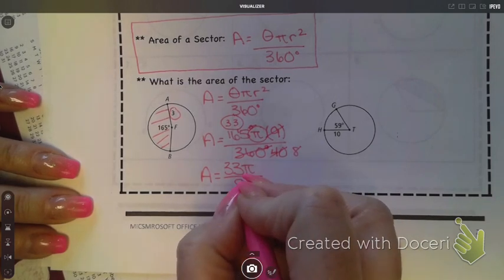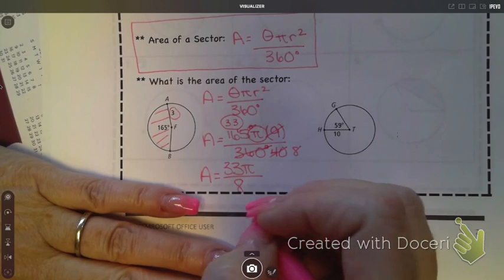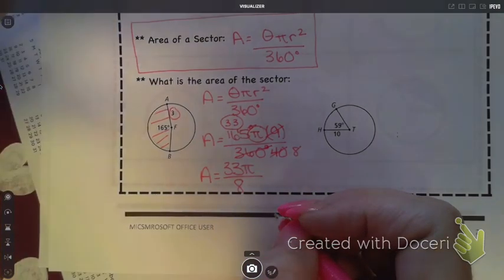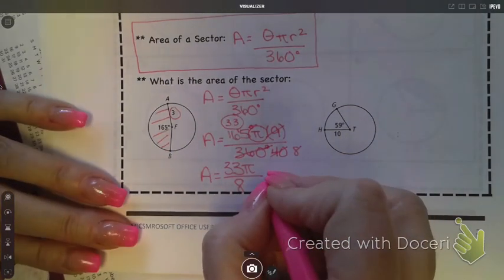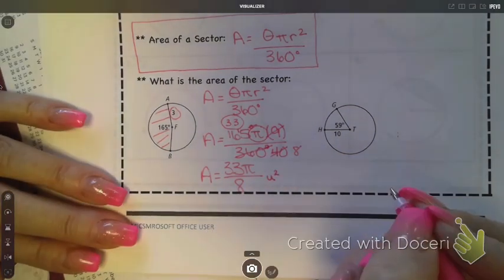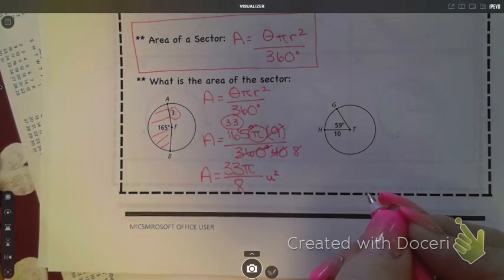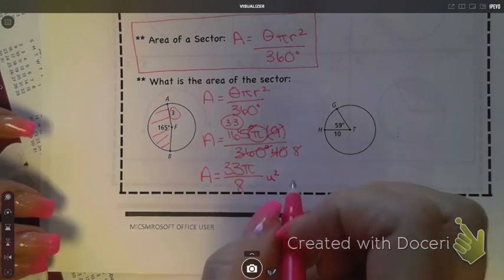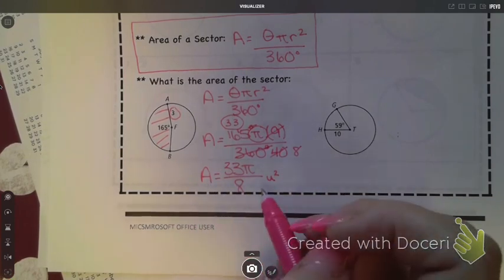over 8. Now, with sector length, I told you make sure you put units if there's a unit of measurement there. But with area, even if there's not, you need to put a u squared. Because with area, we always have square units. Okay? Unit squared. So if they don't give me feet, inches, miles, meters, whatever, we still have to put a u squared.